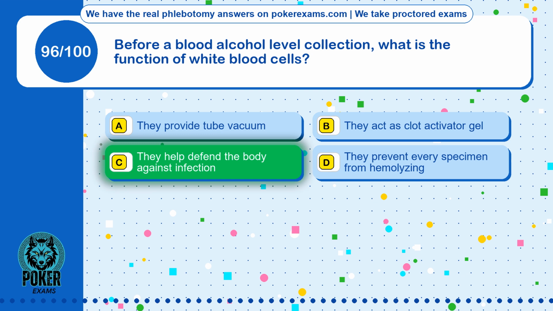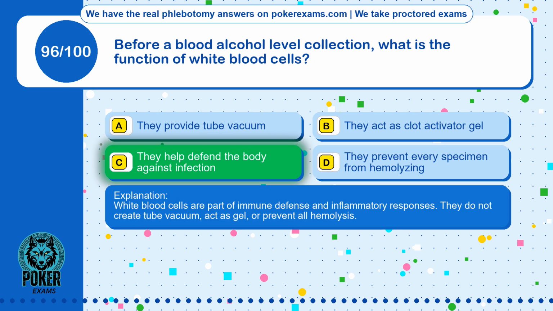They help defend the body against infection. White blood cells are part of immune defense and inflammatory responses. They do not create tube vacuum, act as gel, or prevent all hemolysis.